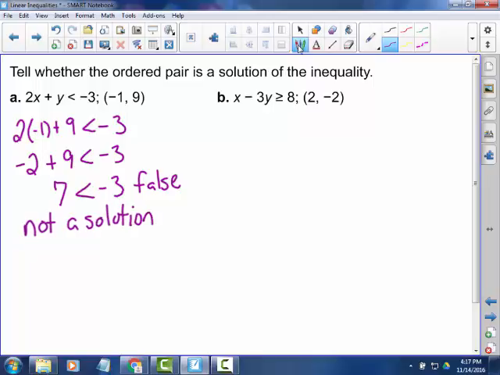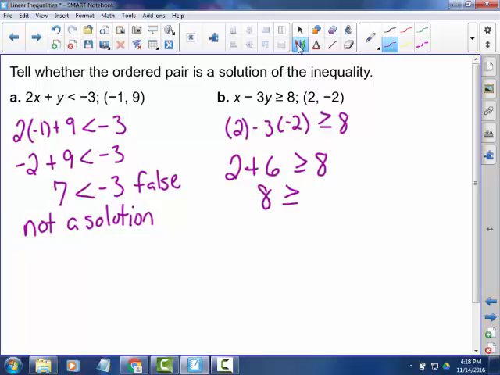All right, let's try the next one. X is 2, y is negative 2, so we're going to replace x with 2 and y with negative 2, and we're going to find out, is it greater than or equal to 8? So 2, and then minus 3 times minus 2 would be plus 6, greater than or equal to 8. 2 plus 6 is 8. Is 8 greater than or equal to 8? Well, it is not greater than, but it is equal to, so that makes this statement true. And so 2, negative 2 is a solution.